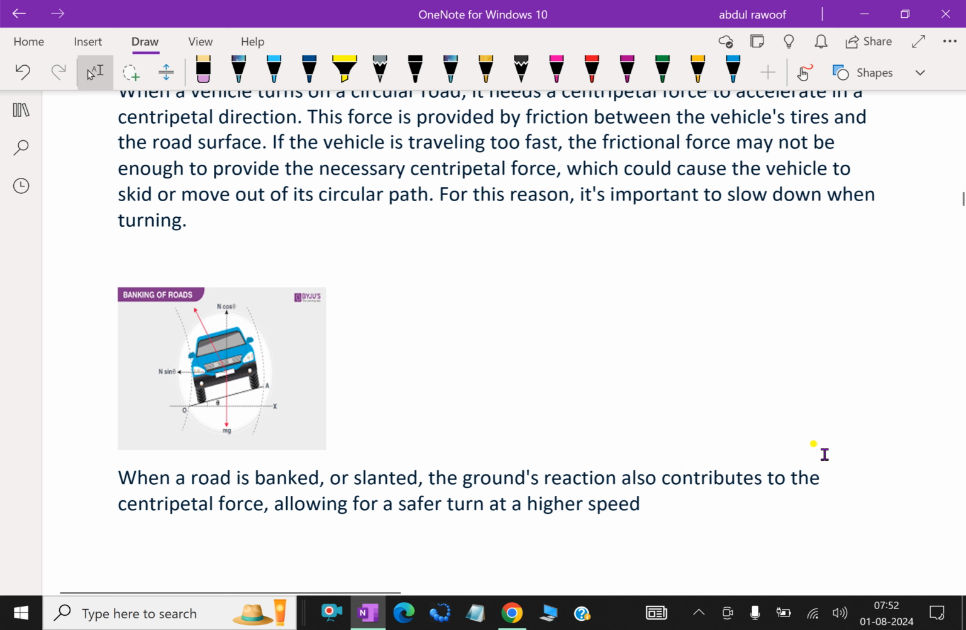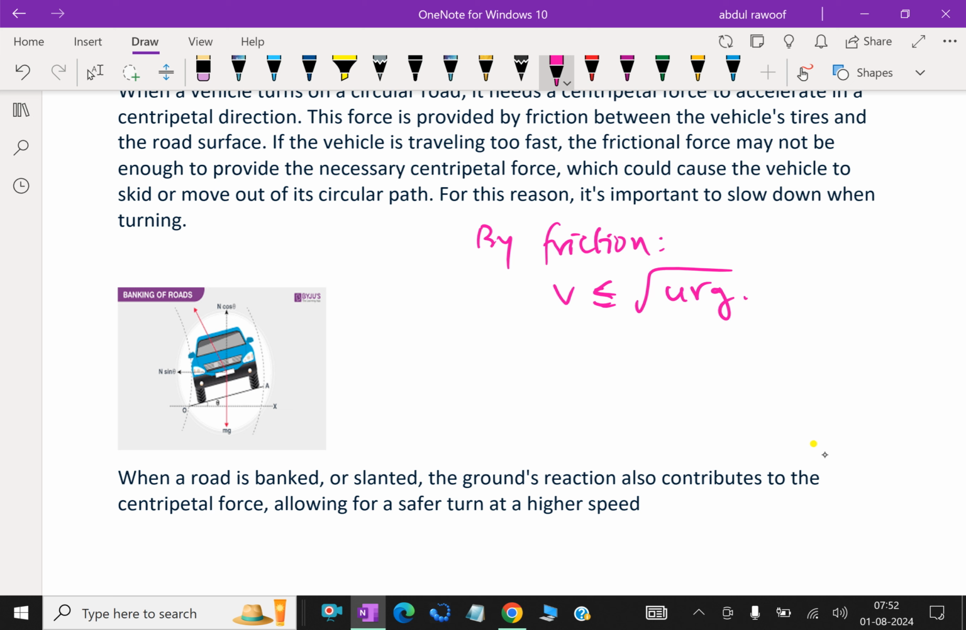Now let us write by friction. By friction only, that means without road banking, we can say the linear velocity v is less than or equal to the square root of mu r g, where mu equals the frictional constant between road and tire, r is the radius of the circular path, and g is gravity. So v must be less than or equal to the square root of mu r g.